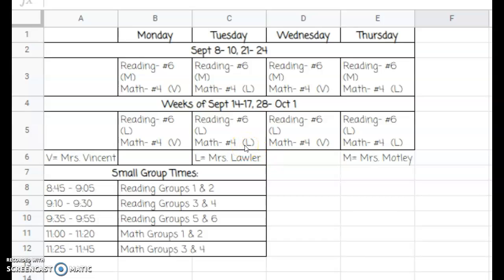Now what you need to know is what teacher to make sure you log in with. So for example, if this is your student, I see that this student is reading group 6. So this student needs to log in at 9:35 with the M for Miss Motley. For math, I see that this student is group 4. So I come down here and I see that they are 11:25 to 11:45. They need to log in at that time with Miss Vincent.